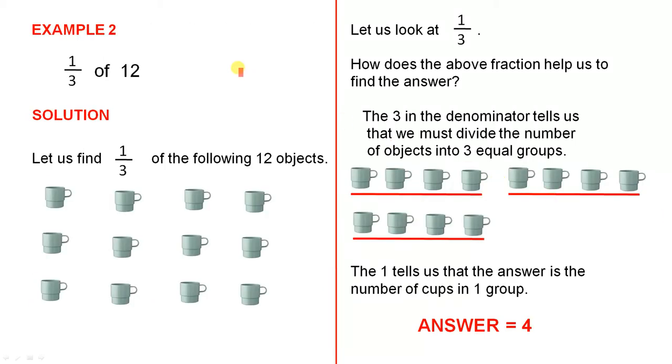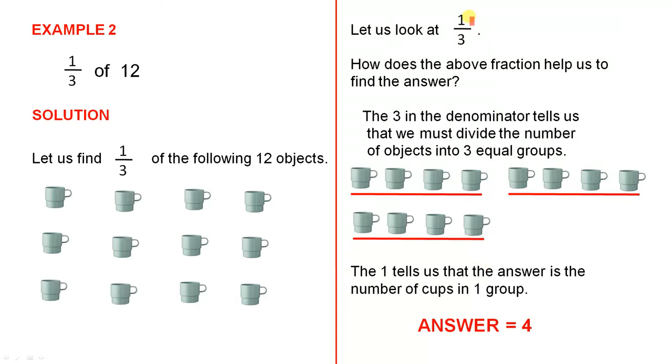Example 2. 1/3 of 12. Solution: let us find 1/3 of the following 12 objects. Again, we look at the fraction, and how does the above fraction help us to find the answer? The 3 in the denominator tells us that we must divide the number of objects into 3 equal groups. So here we've done that. We have that group, and this group, and that group. They are 3 equal groups.